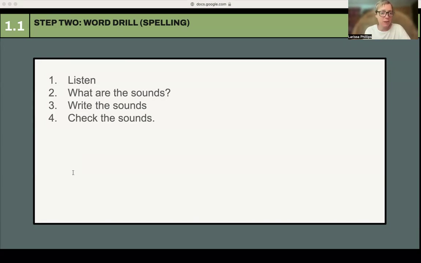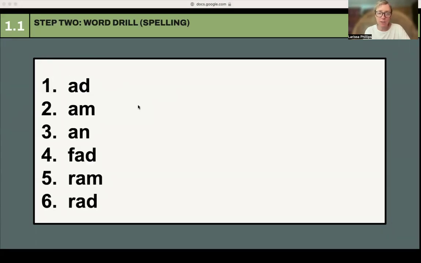Okay, so now we're going to go to the next page and you can check your work. We had add, am, an, fad, ram, rad.